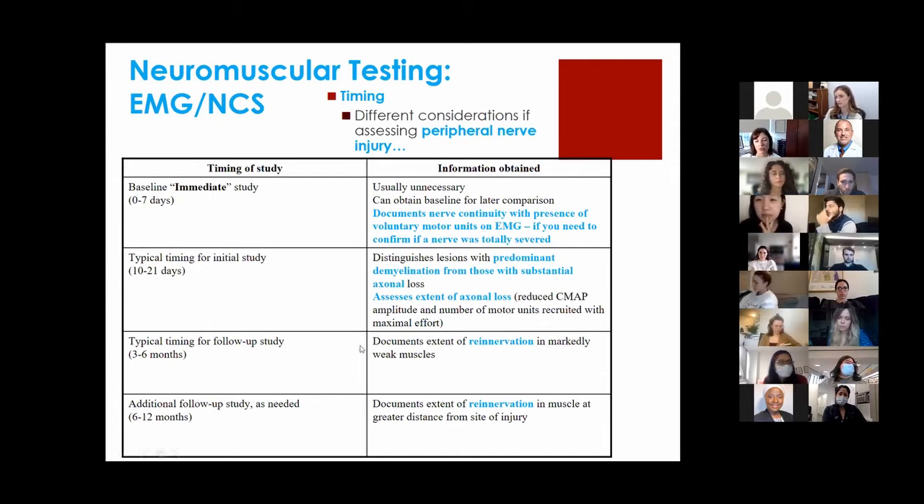And so in essence, we wait for about 2 weeks. At that point, Wallerian degeneration will have occurred, and we're able to see the full degree of axonal loss and also denervation in the muscle tissue, which has lost that connection to a nerve structure that it previously had.